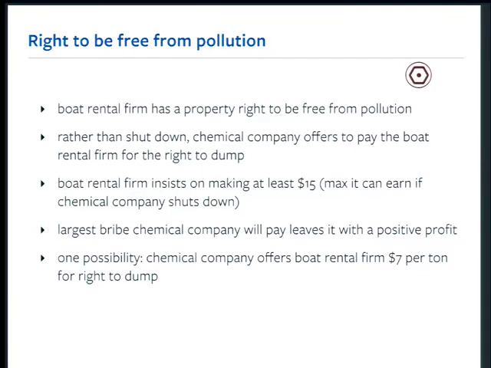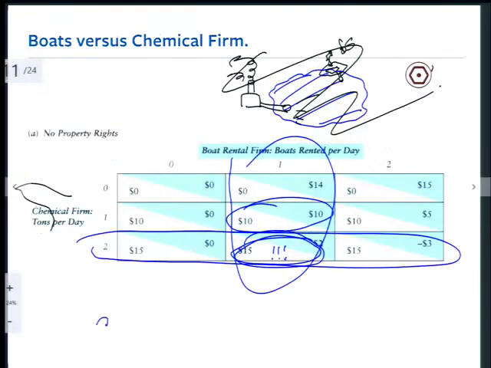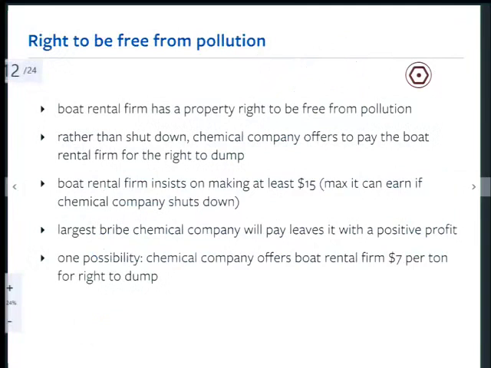Let's go back to our table. The highest profit the boat rental firm can ever make is 15. If you look across all of the dark blue shaded areas, the best it can be is $15, which means it rents 2 boats and the chemical firm produces 0 pollution. So if it's going to let the chemical firm dump waste into the lake, it has to be better off than with just $15 here. So the boat company is going to say, well, let me try and figure out a way to get at least $15, all right?